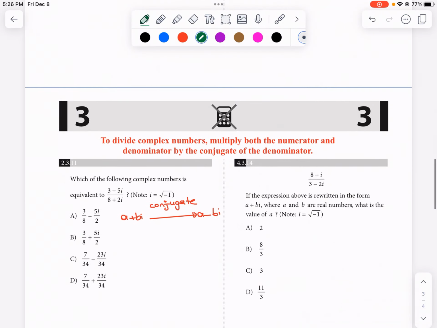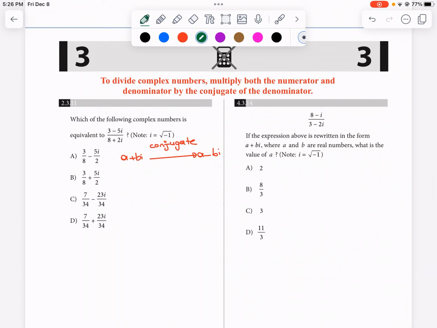Okay, so next page. On this page, this time we have dividing and multiplying complex numbers. Once we do division, we have to use the conjugate. What does conjugate mean? The conjugate of a plus bi is a minus bi. All we need to do is change the sign in the middle. And while we are doing division, we multiply both numerator and denominator by the conjugate of the denominator.